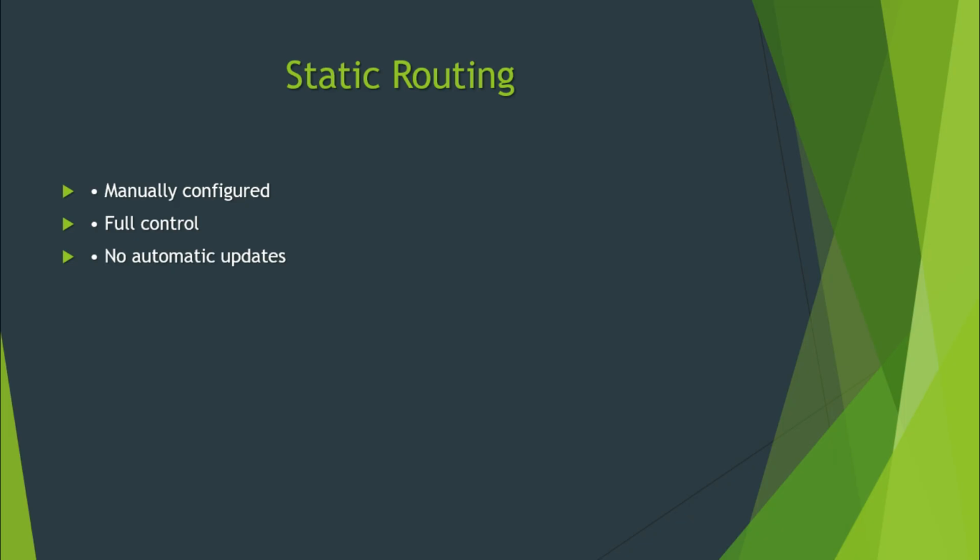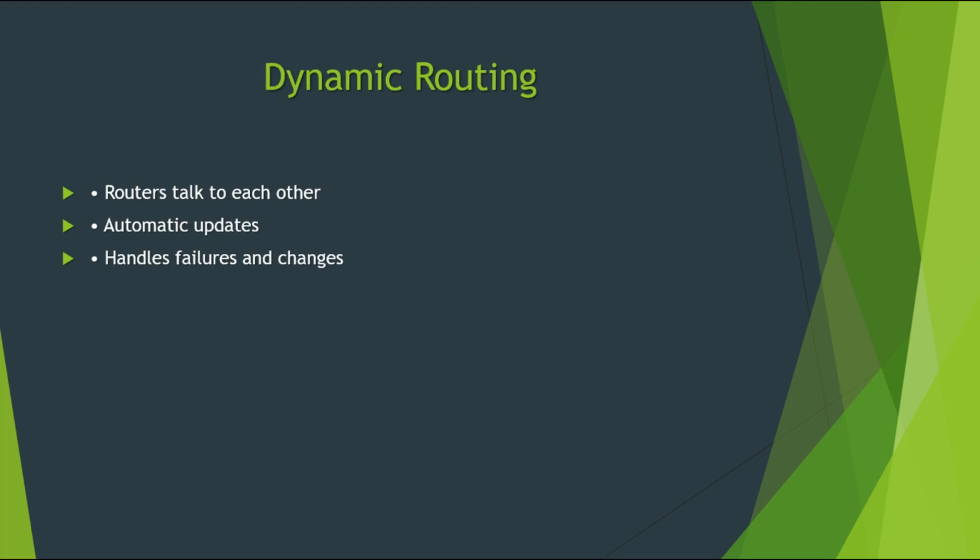Now, the downsides are you must configure routes manually. You must do it on both sides. If something fails, the router won't know automatically. If a link goes down and the route is still there, the router will keep sending traffic into a black hole. That's why static routing doesn't scale very well. And this is where dynamic routing protocols come in.